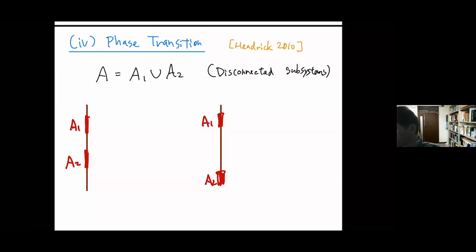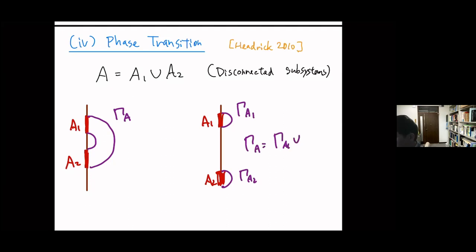In the first case, depending on the length, the minimal surface looks like this. This is gamma A. In the second case, where they are far apart, you can connect them this way, but this is much larger, and we always minimize area. So this one is favored, which looks like gamma A1 and gamma A2, so gamma A equals gamma A1 union gamma A2.